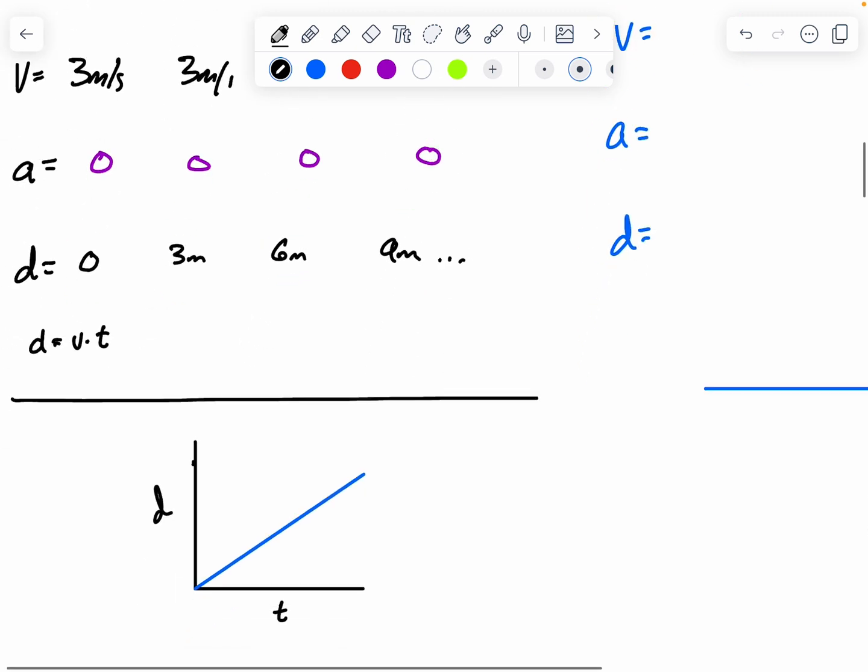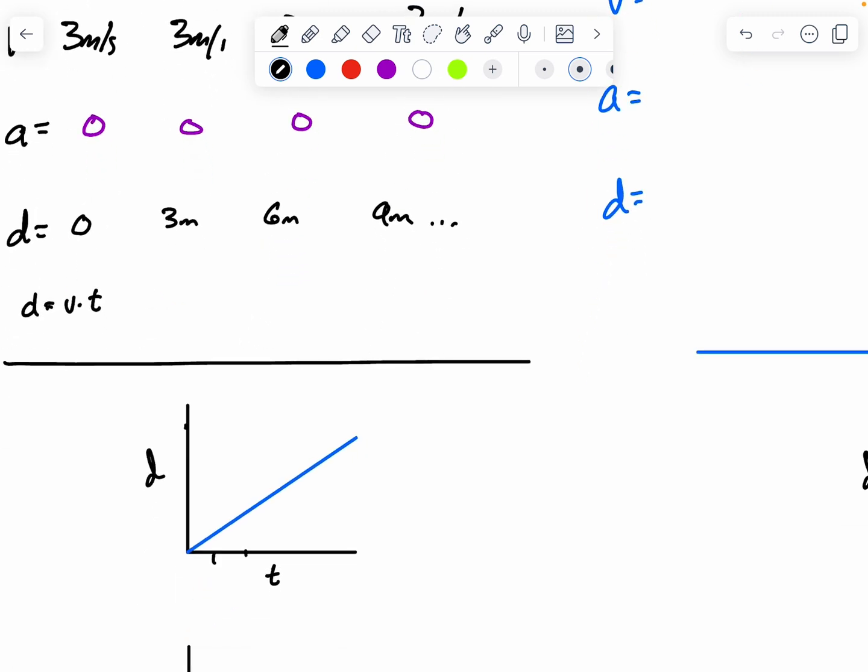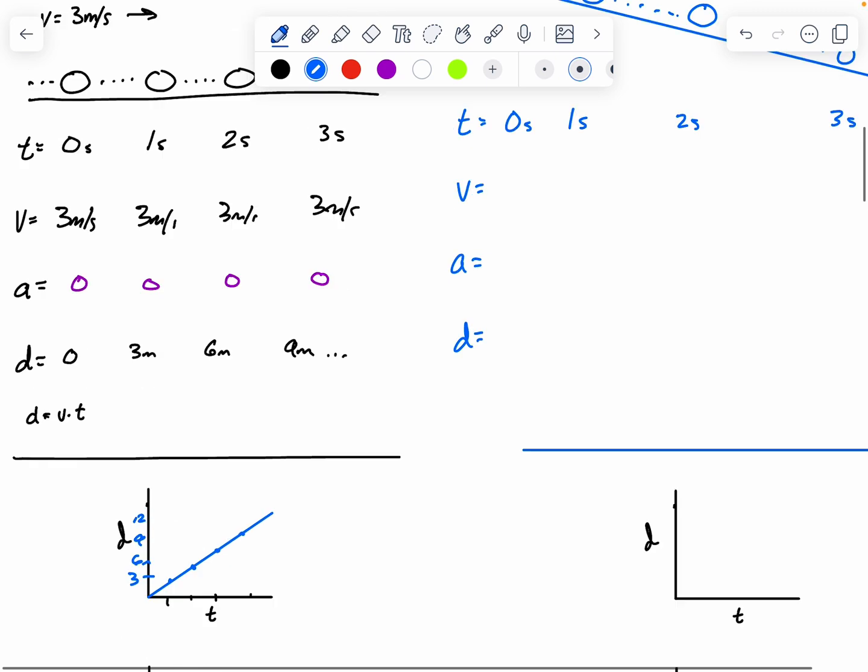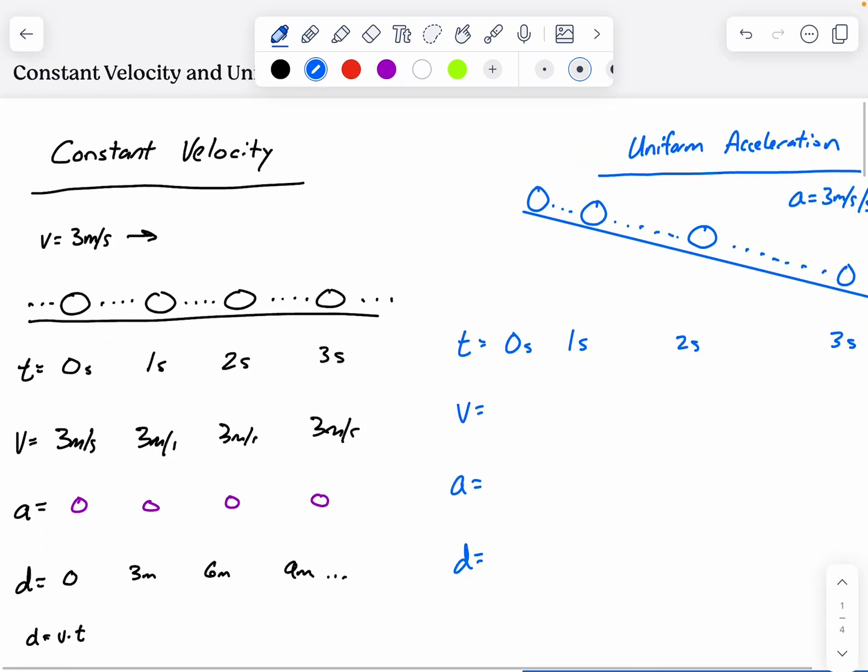So when I graph that at 1, 2, 3, 4 seconds, that's what I'm going to be graphing. This will be at 1 second, it will be 3 meters, right here. Then at 2 seconds, it's going to be 6 meters. And at 3 seconds, it's going to be 9. At 4 seconds, it's going to be 12, and so on. That is a consistent slope, and it's going to show me my increasing distance at a consistent rate. That is constant velocity in a nutshell.